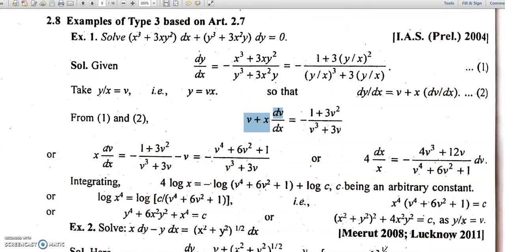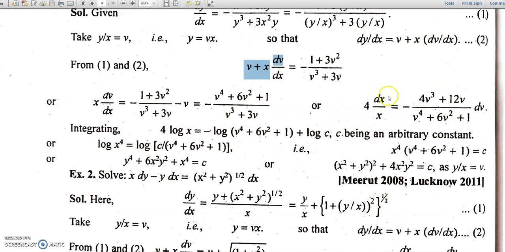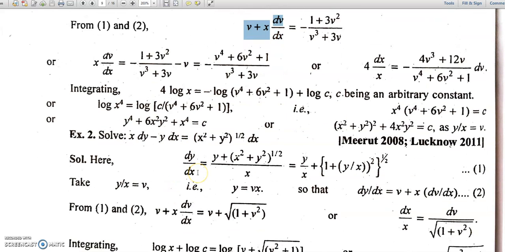Now we have to solve this. You know that the left hand side is log x, right? And if you take this term, its derivative is in the numerator. So this is like minus log of this plus log c. So you get the value, right? You just do it this way. So these are the homogeneous equations.